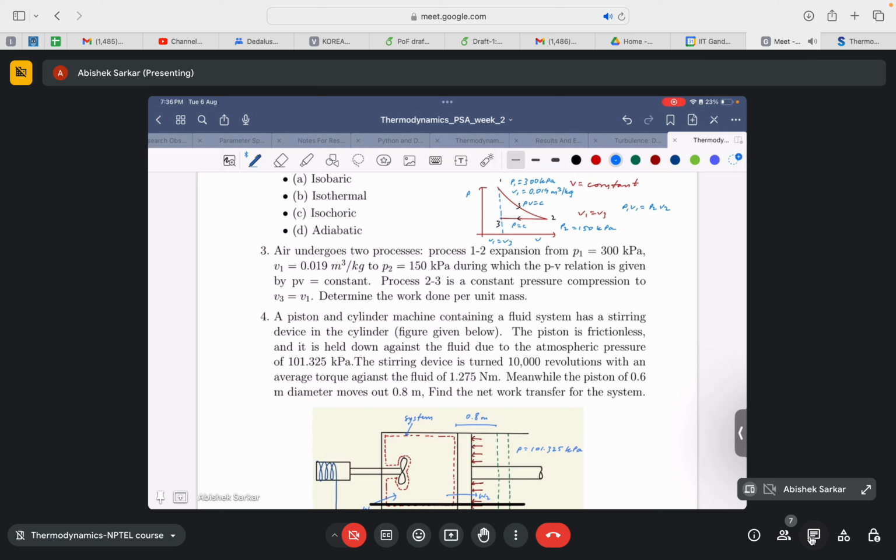36.7. The net work interaction, process 1 and 2 both. Check the minus signs, plus signs, and then tell me the answer. Okay. So, 11 was close. It was just missing by a decimal point. It's actually 1.1. So, let me show you the solution, okay?